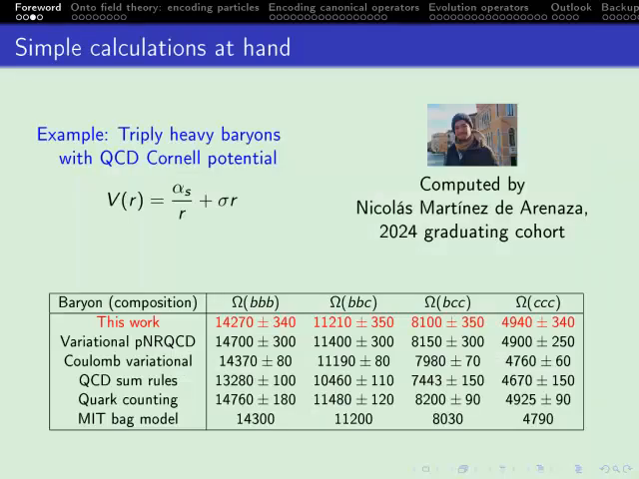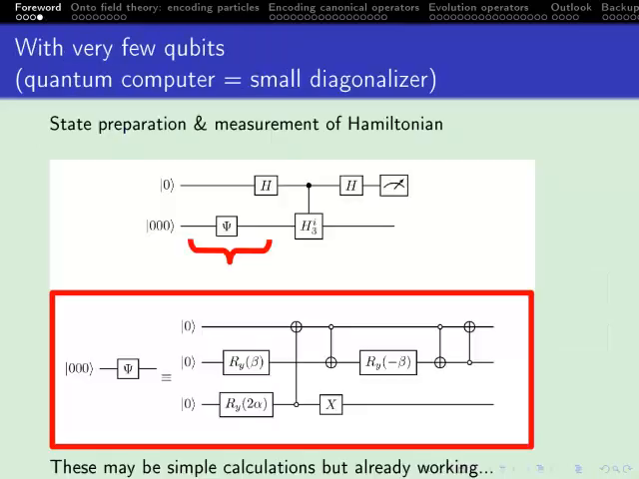Now, simple calculations are already running on quantum computers. They're not particularly strong. This is a graduating kid here, and he used the Cornell potential to recompute these heavy baryons, which are some of the most interesting particles in the standard model. You know, there's an entire nuclear physics out there made of heavy quarks. Anyway, so he recomputed this and got similar results to the literature. This is a computation that you can probably do with a hand calculator and a bit of patience, and definitely with your laptop. Yep. The quantum circuit is something like that.